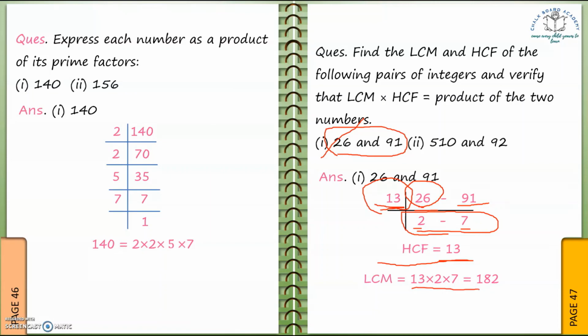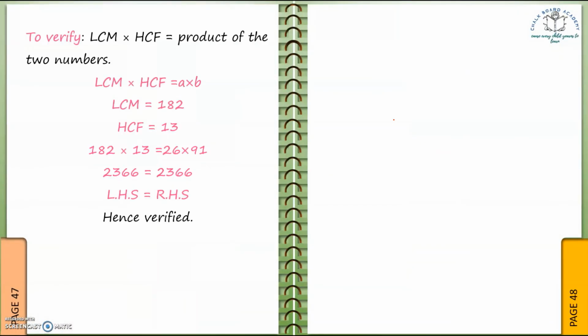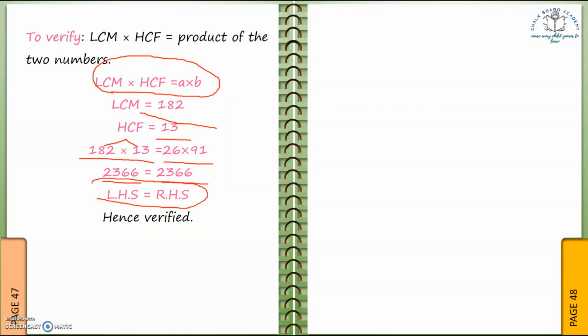Now I have the LCM and HCF here. Now I have to prove LCM into HCF is equal to the product of the two numbers. So for that, let's see. LCM into HCF is equal to A into B. LCM we know is 182, HCF is equal to 13. So 182 into 13 is equal to 26 into 91. After multiplying these two numbers, we get 2366, and after multiplying 26 and 91, again we get the same answer. So LHS is equal to RHS, hence verified what we were supposed to do here.